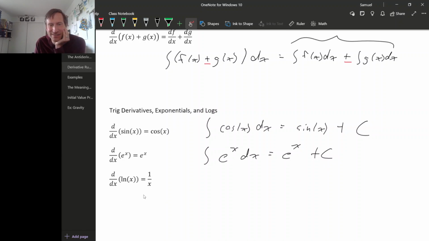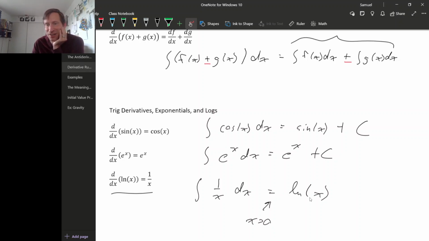And this one we used before. The derivative of natural log of x is 1 over x, and so the antiderivative of 1 over x is natural log x. Although, right, this is true only when x is positive. If you want it to be true for other x values, we've seen that you need an absolute value here.